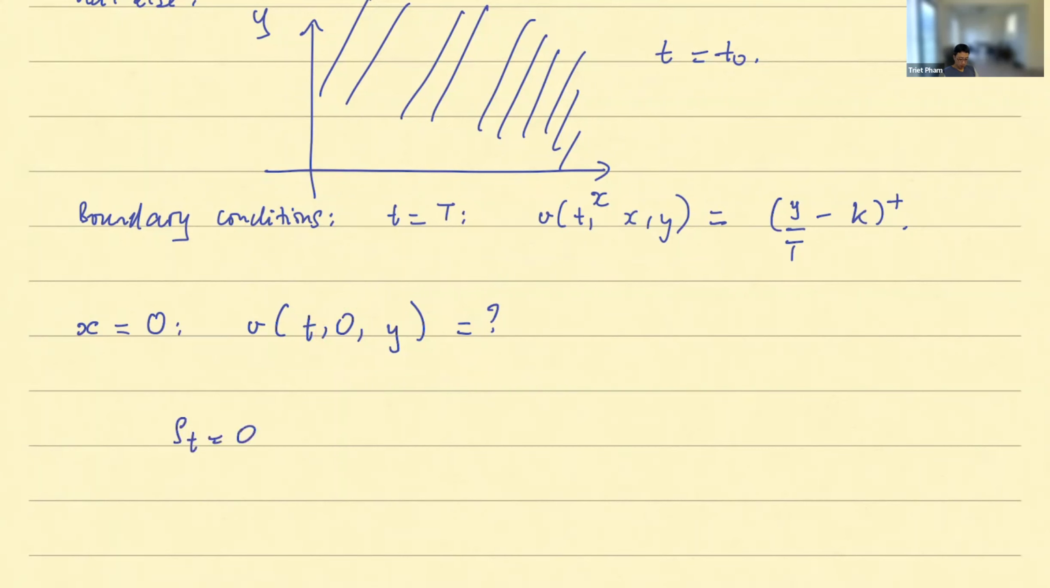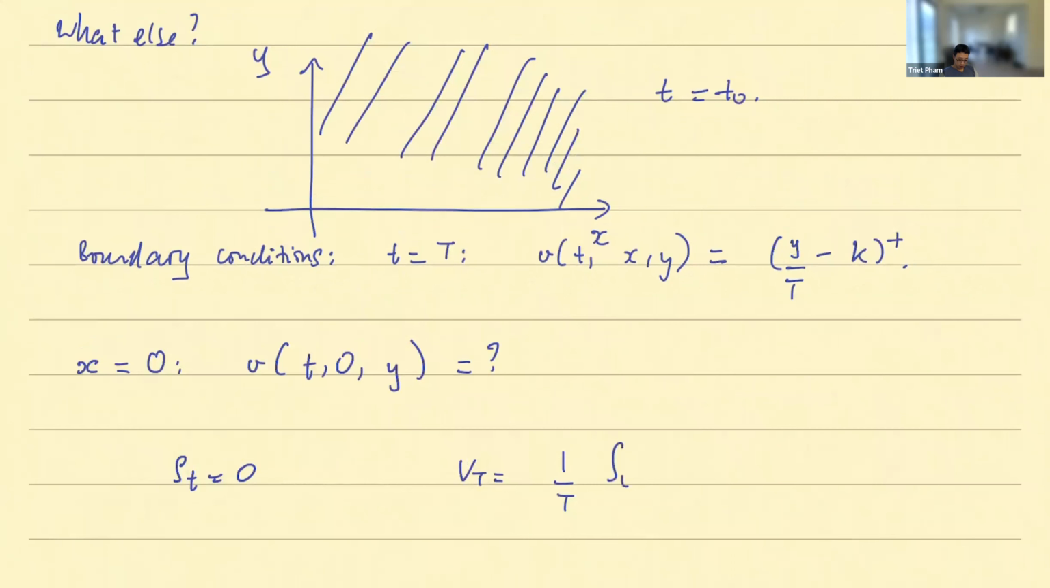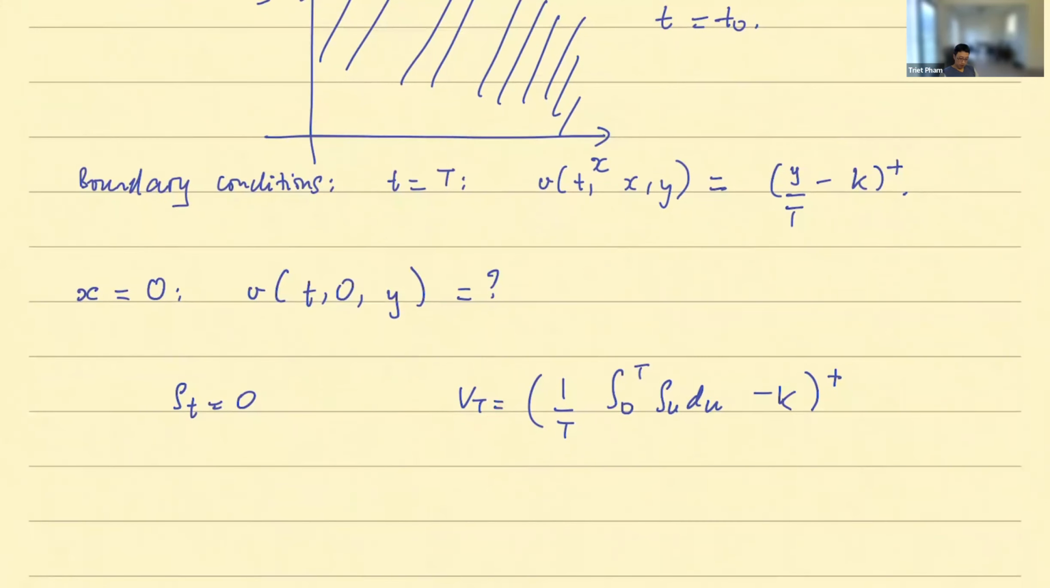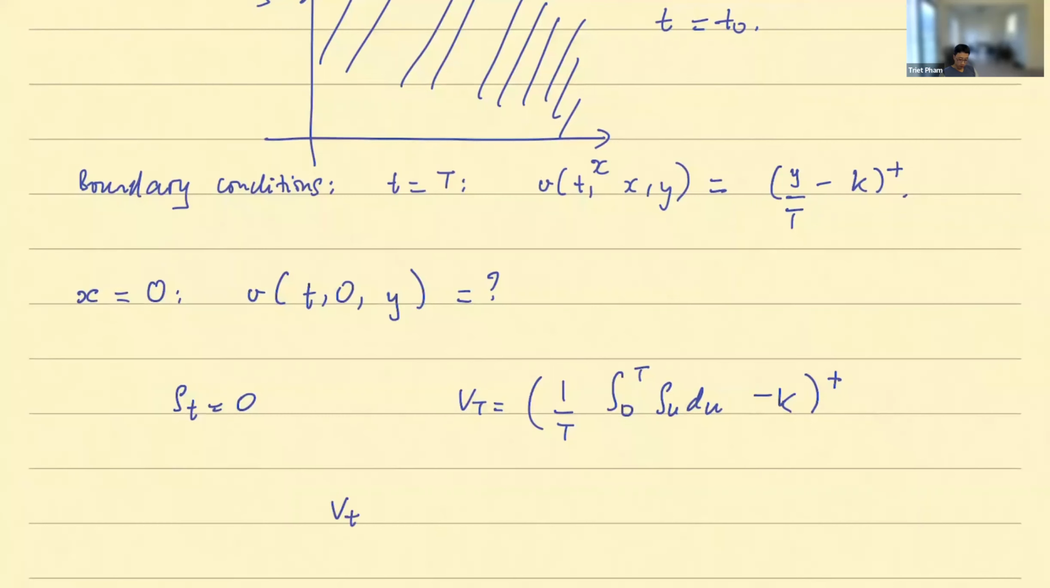So suppose S_T equal to 0, right? V_T is 1 over T integral S_u du, minus K plus, like this. What can we say about V_T if S_T equal to 0? I mean, actually, we want to say V little t, right? No, Jingmei, not 0. Not 0. Because we have Y. Right. So for one thing, it's kind of like this.